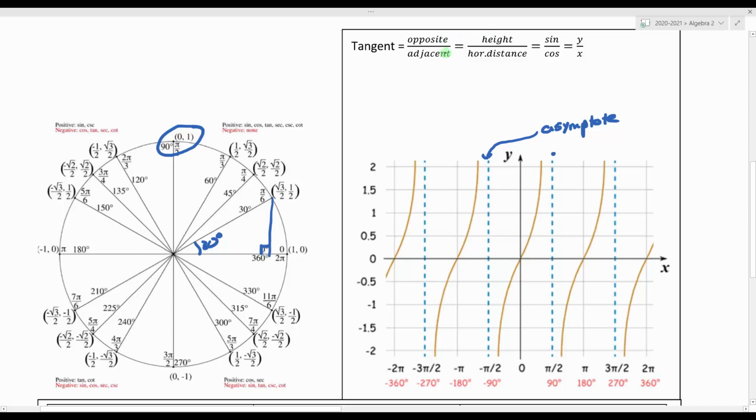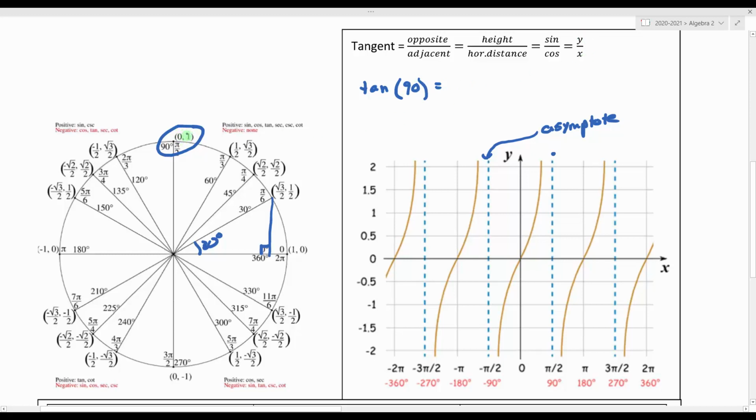So opposite and adjacent kind of turn into height and horizontal distance, and we know we can find the height using sine, and we know that we can find the horizontal distance using cosine. And then we also know that it's synonymous with y and x, right? So when I look at these two coordinates, this is sine, the 1 is the sine, and the 0 is the cosine, right? So this is x and y. So we can say the tangent of 90 degrees is equal to y over x.